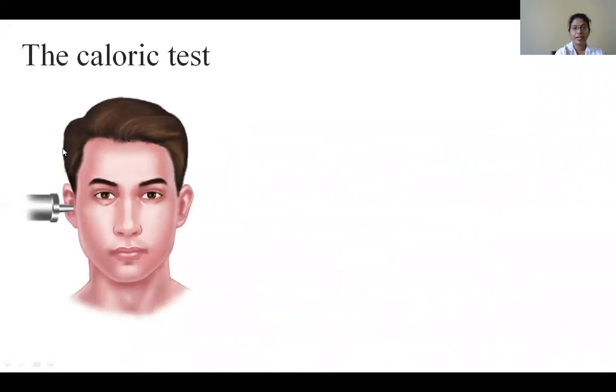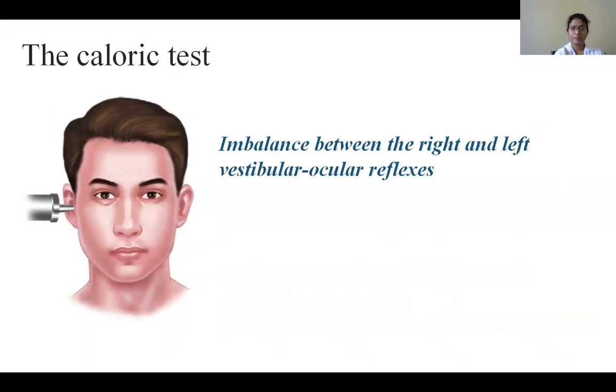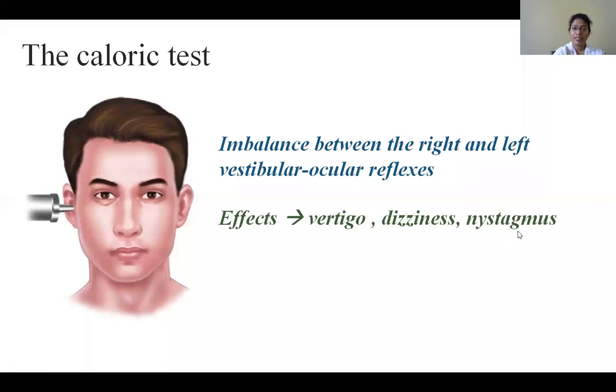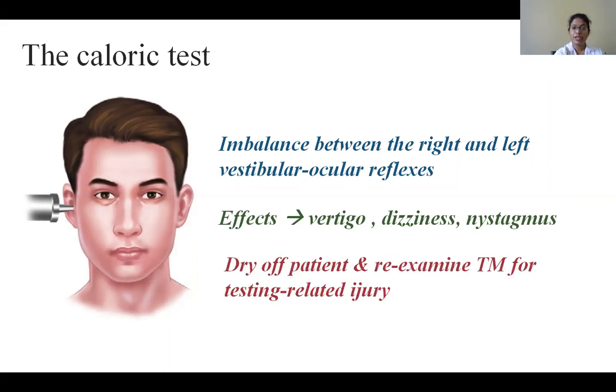So we can summarize that whenever you are doing irrigation either with cold or warm water, there is an imbalance between the firing rates from the right ear as well as the left ear. So it will either induce nystagmus, vertigo or dizziness in the patient. So once the testing is done, you should ensure that the patient's ear is completely dried off, and you have to examine the tympanic membrane for testing related injury.